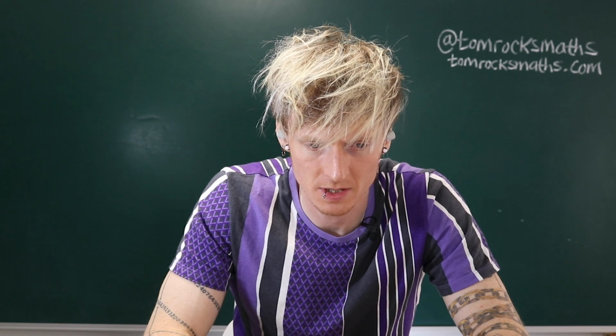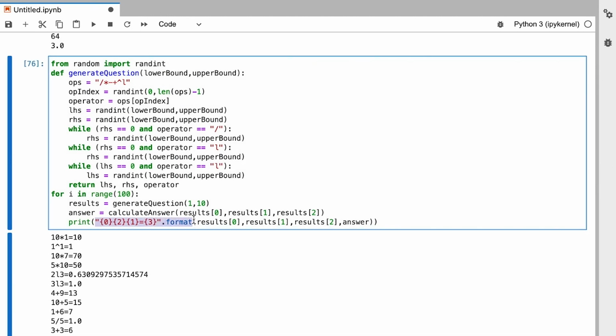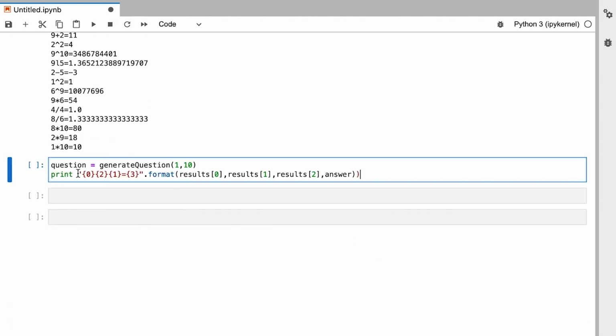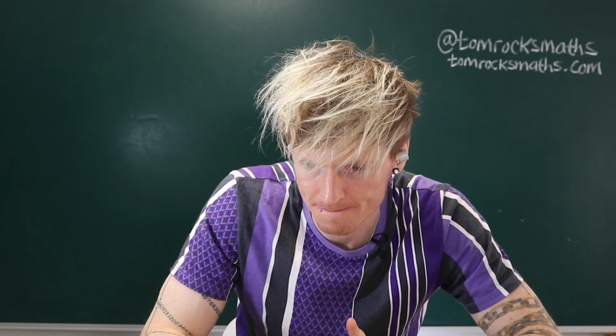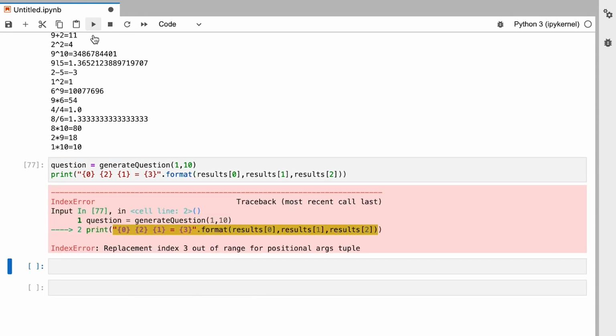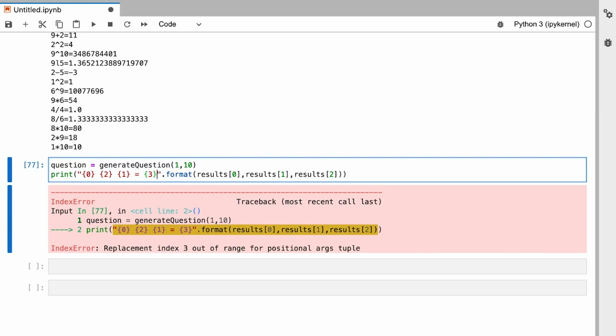Okay, so then print, and we want to change the format. So 0 to 1. Right, this is the thing we had above, printing out these questions. I need to copy this here to properly print my questions. So print 0 with a little bit of space, and then 2, and then 1. That's 3, and then format is results 0, results 1, results 2. But of course, we don't want the answer, because you've got to work it out. So we get rid of the answer. When I run that, it doesn't like something. It doesn't like 3, of course, because I'm just inputting without the answer.